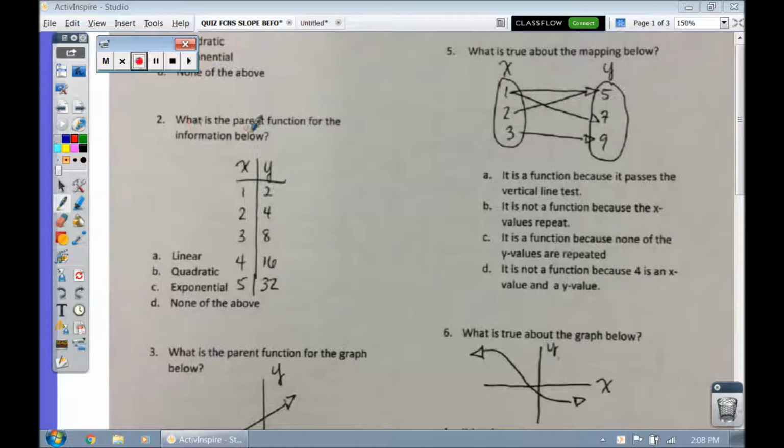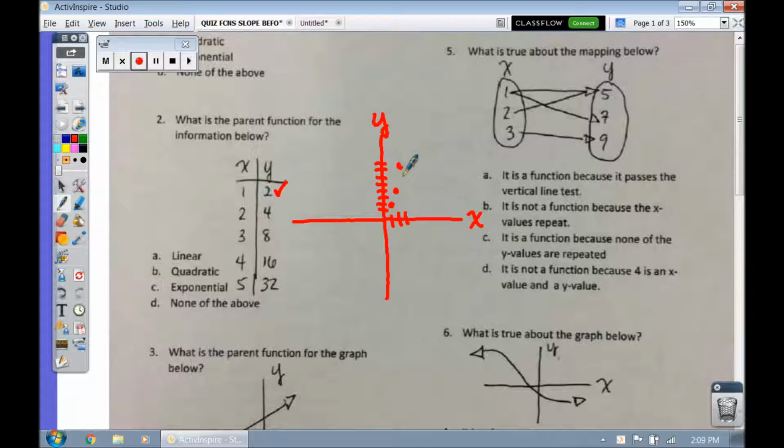Question 2, what is the parent function for the information below? If they give you a table, I encourage you guys to see if you can plot those points. So we're going to plot these points here. 1 and then go up 2. So if I go over 1 and up 2, there's my first set of points right there. If I go over 2 and then up 4, that's going to be my second, and then over 3 and then up 1, 2, 3, 4, 5, 6, 7, 8.